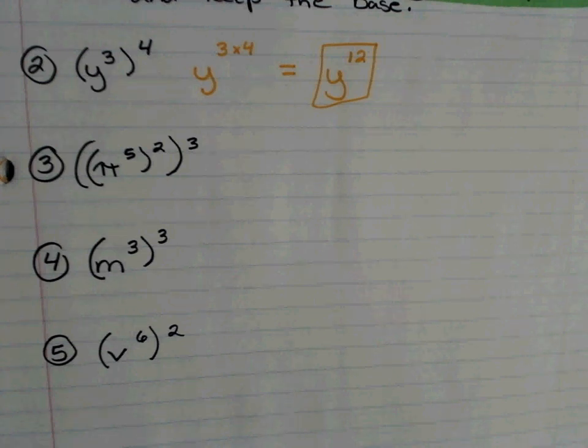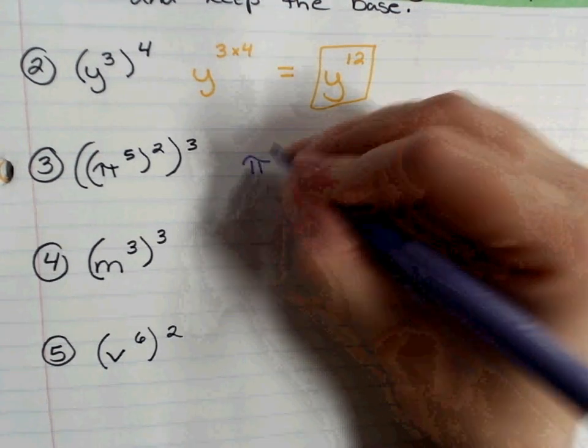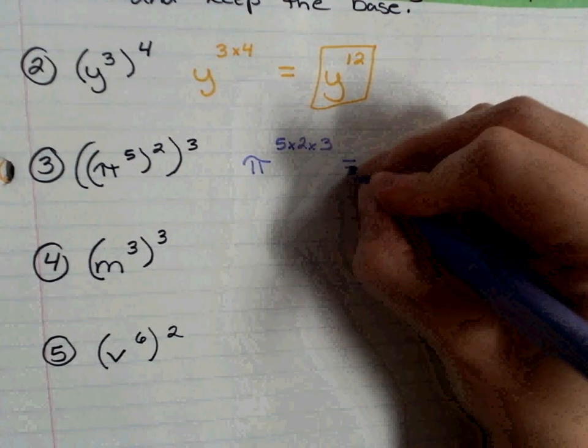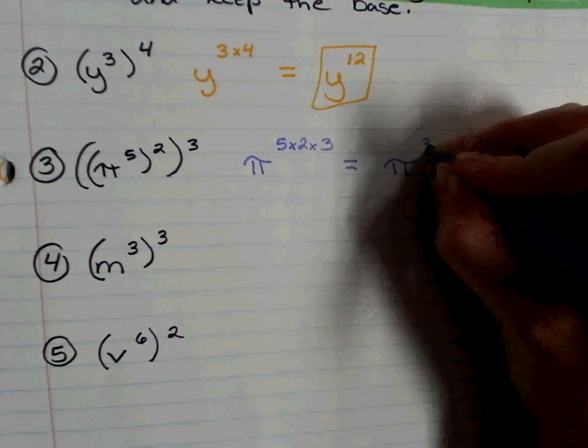All right, who can raise their hand and tell me what they got for number 3? Annalise? Pi to the power of 30. Very good. So all you're going to be doing is keeping pi as it is, and just multiplying the exponents. 5 times 2 times 3, and that's going to give you pi to the 30th power.